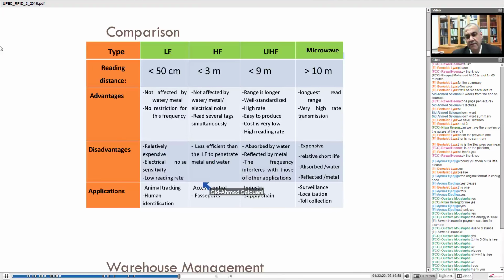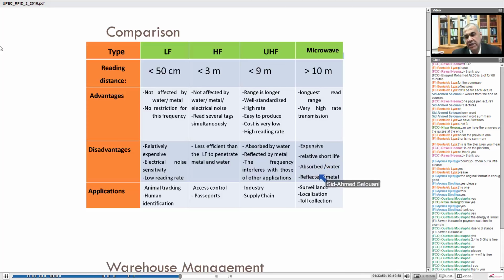High frequency: not affected by water or metal, same. Reads several tags simultaneously. Less efficient than low frequency at penetrating metal and water, but it can do this. Used for access control and passports. UHF: range is longer, well standardized, high rate, easy to produce, cost is very low, high reading rate. But it is absorbed by water and reflected by metal. So the enemies of UHF are water and metal.